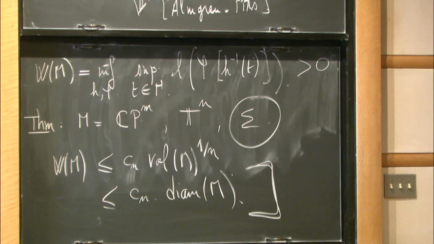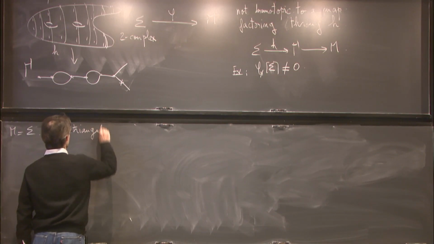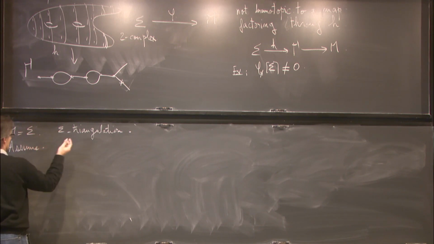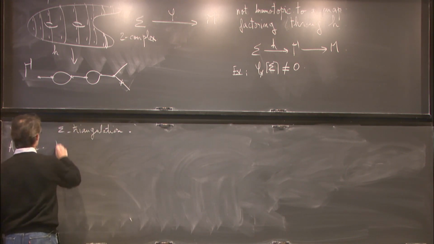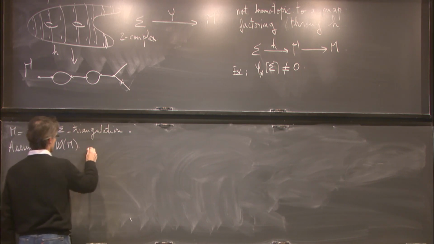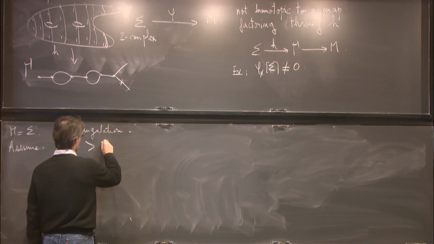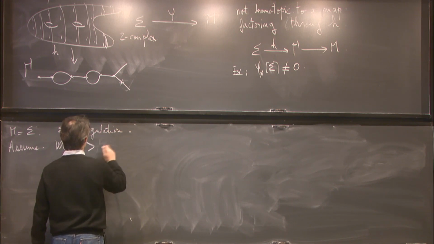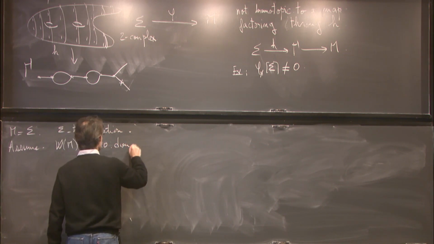So if you have, M is a surface, and you take an epsilon-fine triangulation, and you argue by contradiction and assume that the width is greater than the diameter. Let's say, I don't know, 10 times the diameter, something like that.